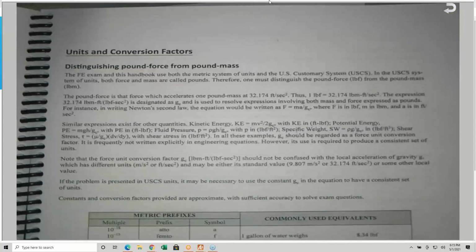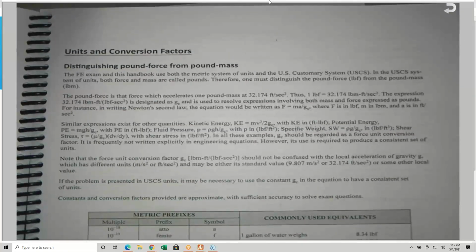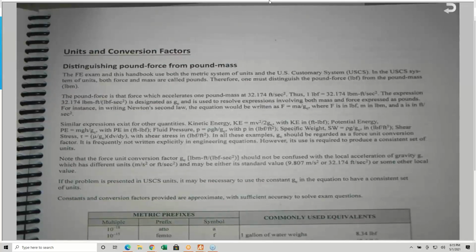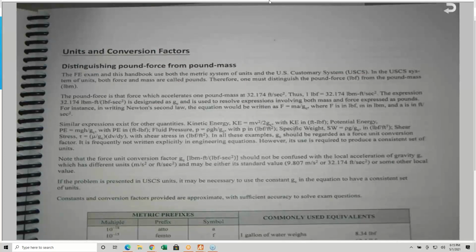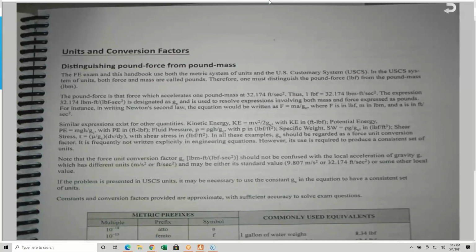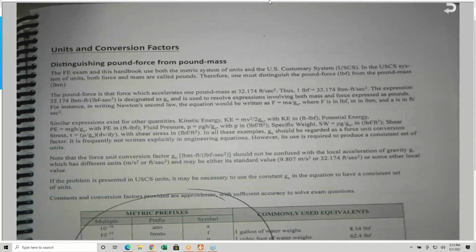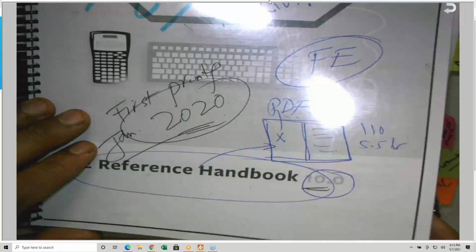So what is giga? Giga is 10 to the 9. Mega is 10 to the 6, sorry. Mega and giga, okay. Kilo is 10 to the 3, obviously. So any of these metric prefixes, I need you to be aware of. This is on page 1 of the NCEES handbook. Also, there is a conversion from Fahrenheit to Celsius and so on.